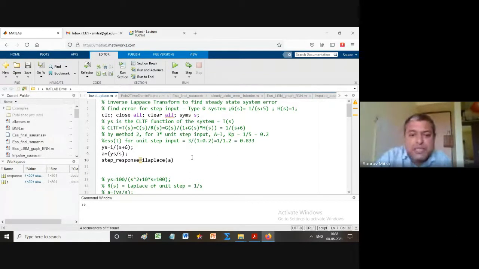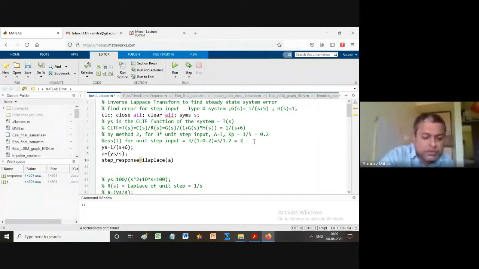So where will the change come? The change will come here. So this will be 3 divided by 1 plus 0.2. What is 0.2? 0.2 is nothing but Kp. So it is A divided by 1 plus Kp. So now it will be 3 divided by 1.2. So how much will be the error? 3 divided by 1.2 is 2.5.